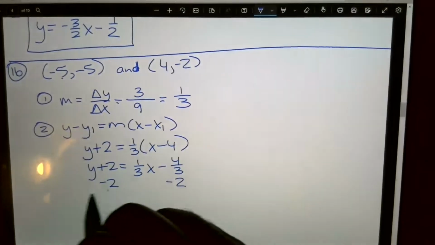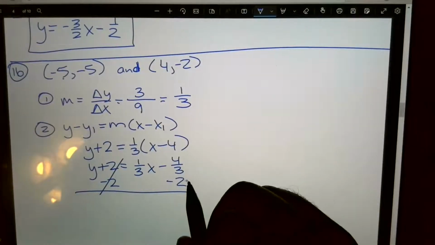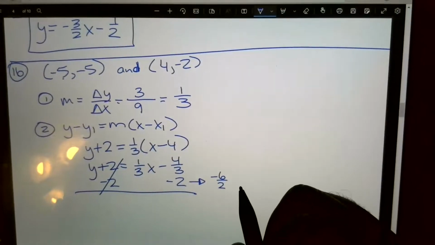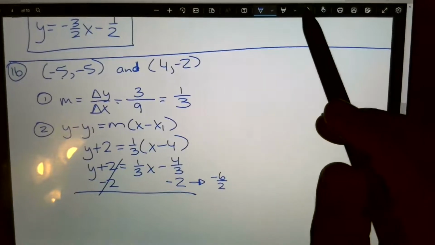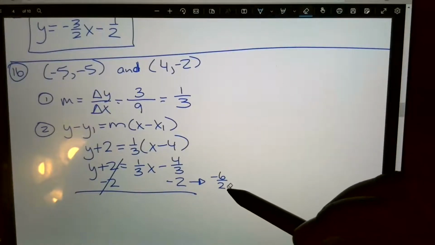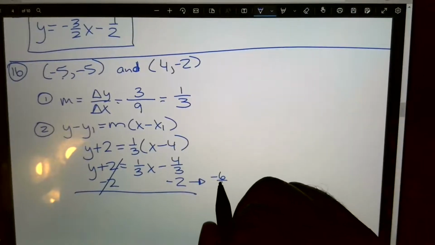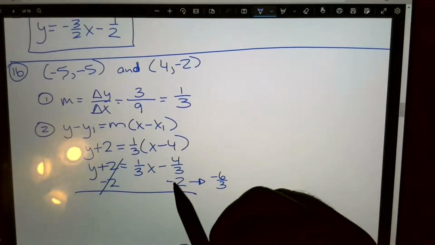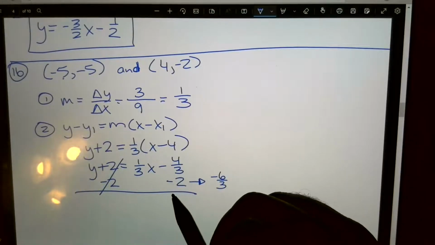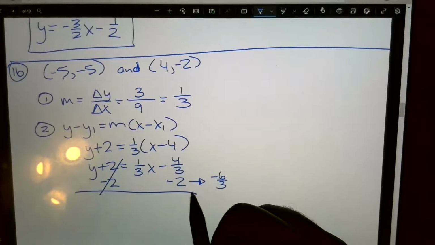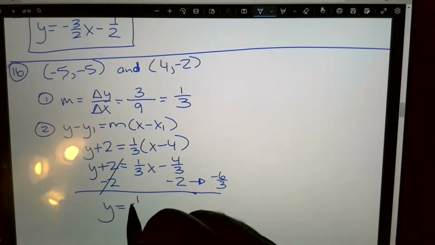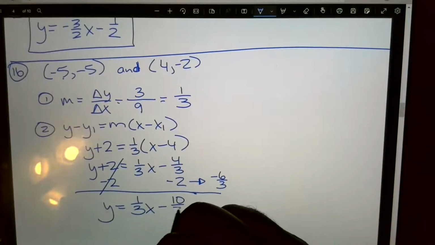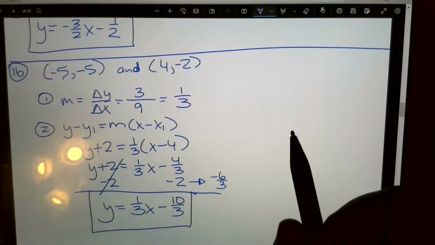Subtract 2. 2 with a denominator of 3 is negative 6 over 3. Because negative 2 over 1, negative 2 times 3 is negative 6, and 1 times 3 is 3. We can talk about that more if you need to. y is equal to 1/3 x, negative 4/3 minus 6/3 is minus 10 over 3. Boom.